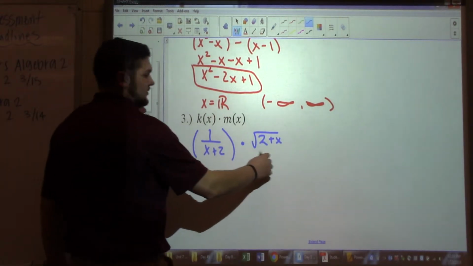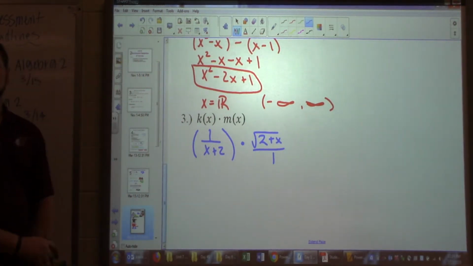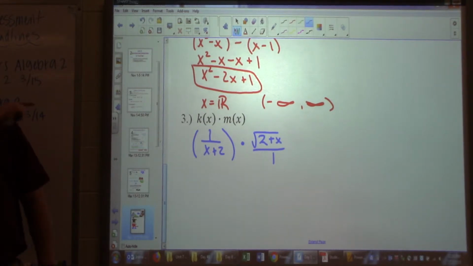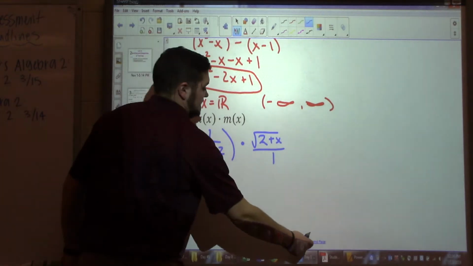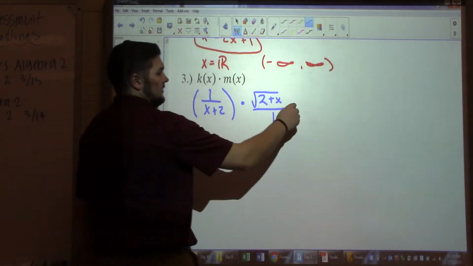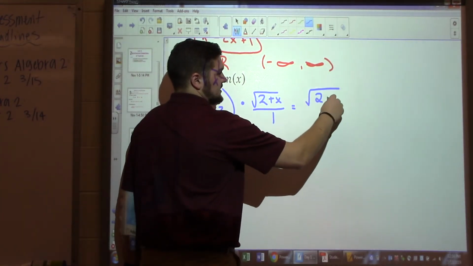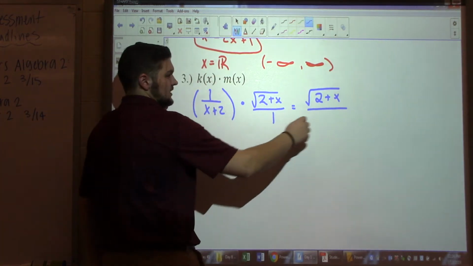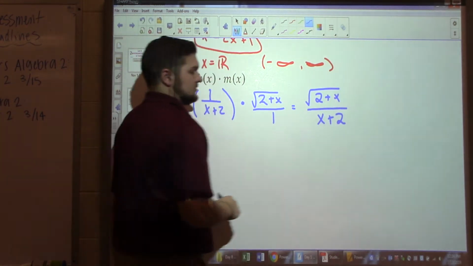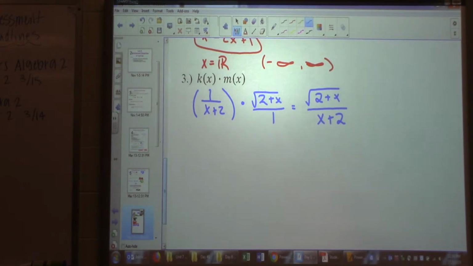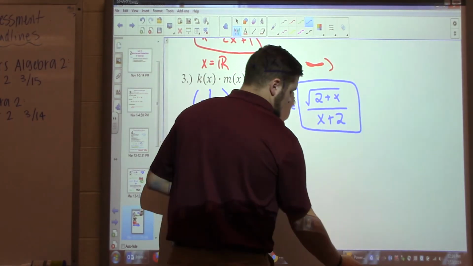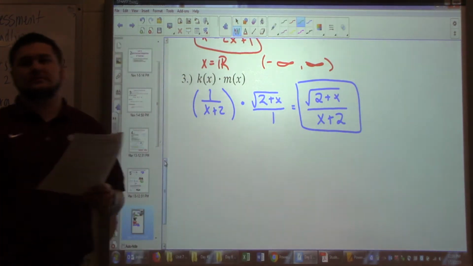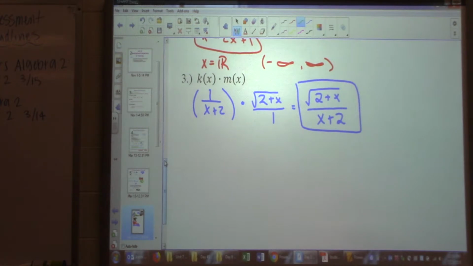Well, what if I put this one over 1? Does that help? Multiply our tops, multiply our bottoms, right? We get square root of 2 plus x over x plus 2. That's good. I can't simplify that anymore. So that's my answer in terms of doing the operation. But now I got to figure out a domain.